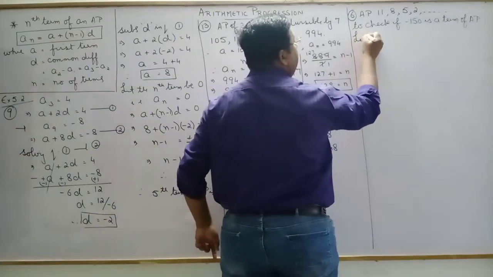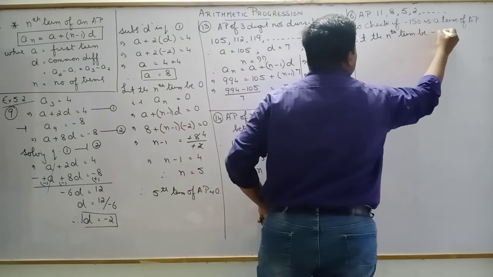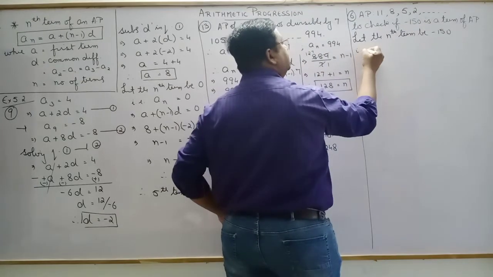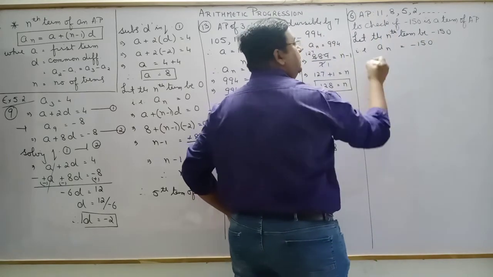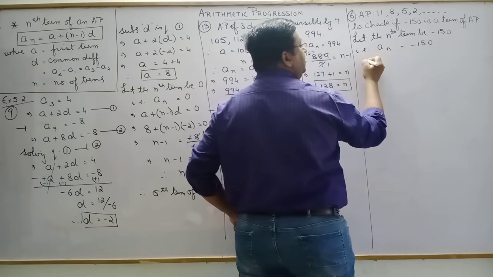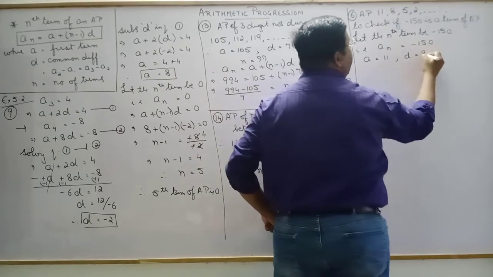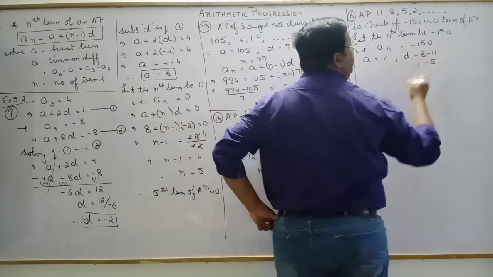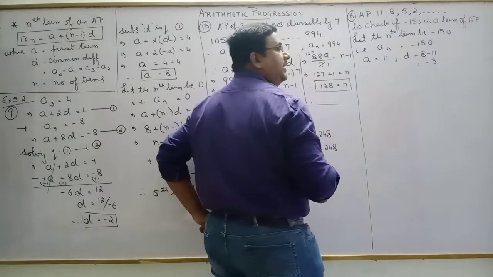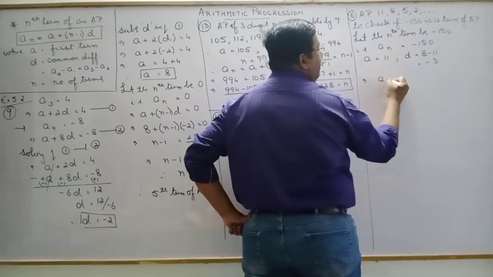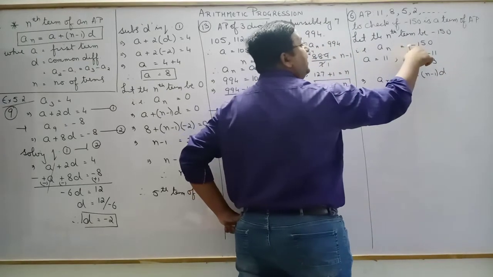Let the nth term be minus 150. That is, a_n is equal to minus 150. So if I take a look at a, how much is a? a is equal to 11. d is equal to 8 minus 11, that is minus 3. Correct? So let us substitute. a_n is equal to a plus (n minus 1) into d. We are assuming that a_n is minus 150.